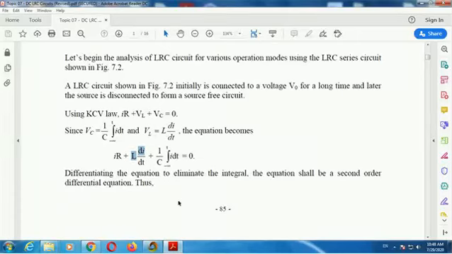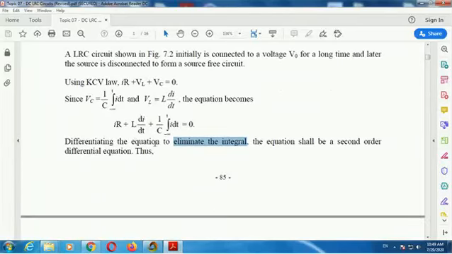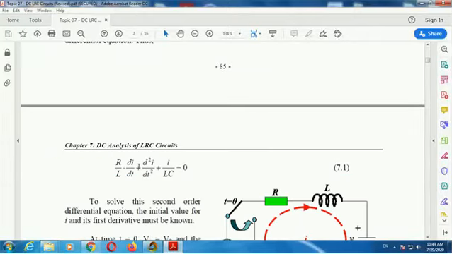In order to solve this, we need to eliminate the integral. To eliminate the integral, we differentiate one more time to become a second order differential equation. Differentiating this, the integral is erased and we get this one. The differential equation is second order.